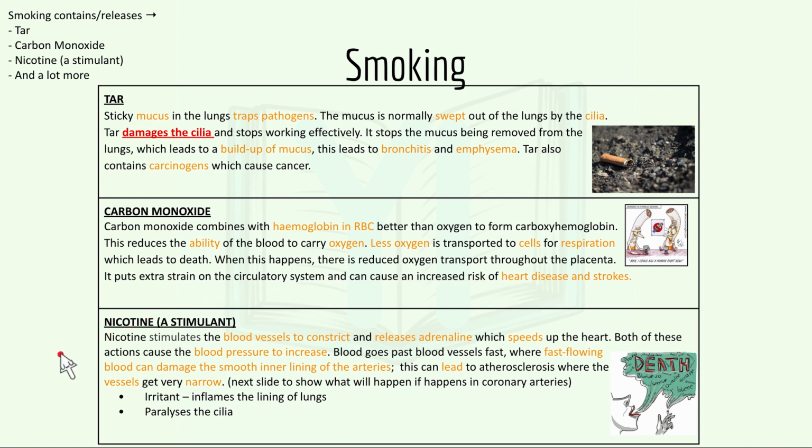And nicotine, which is a stimulant. Nicotine stimulates the blood vessels to constrict and releases adrenaline, which speeds up the heart. Both of these actions cause the blood pressure to increase, and blood goes through the blood vessels fast. Fast flowing blood can damage the smooth inner lining of the arteries, and this leads to this thing over here where the blood vessels get very narrow.